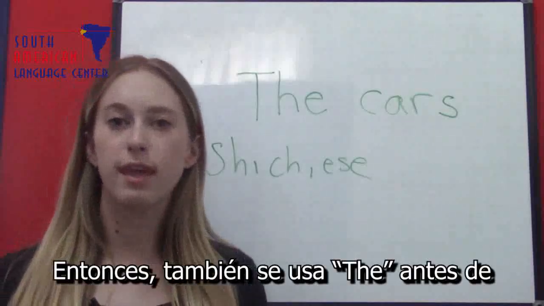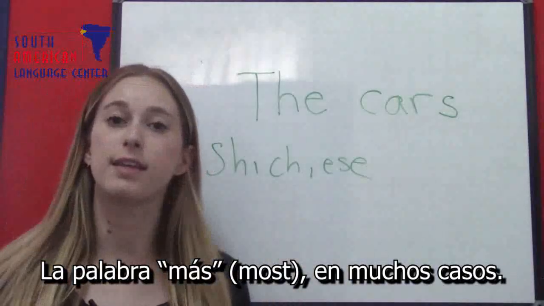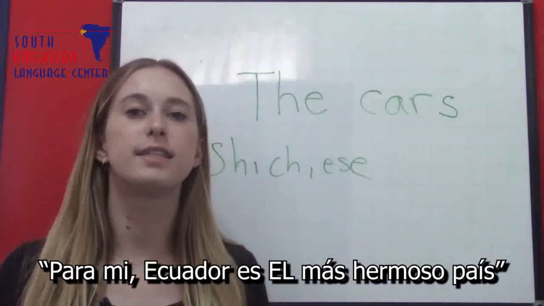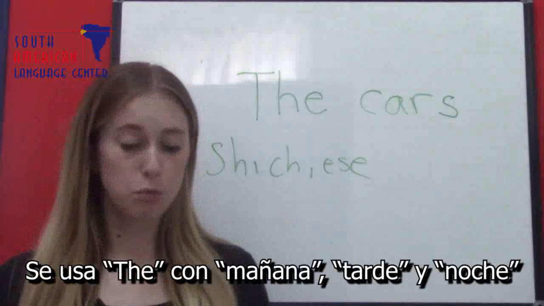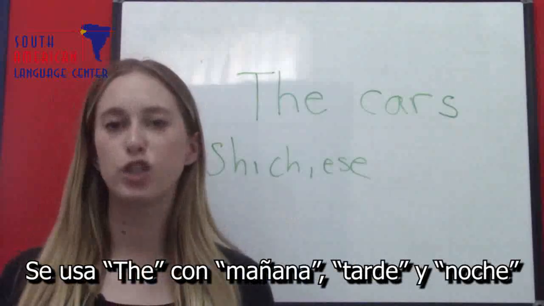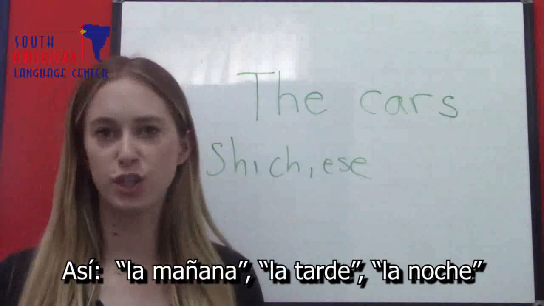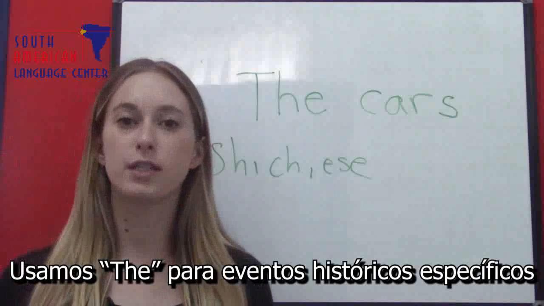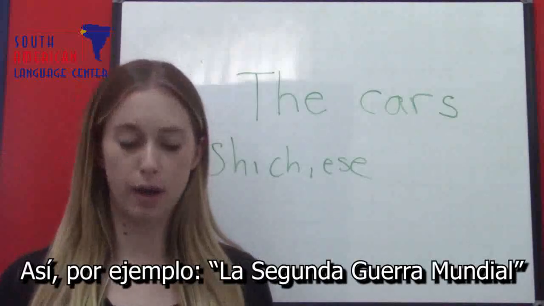So you also use the before the word most in a lot of cases. So you could say, for me, Ecuador is the most beautiful country. You use the with the words morning, afternoon, and evening. So the morning, the afternoon, the evening. You use the when you refer to specific historical events. So for example, the Second World War.